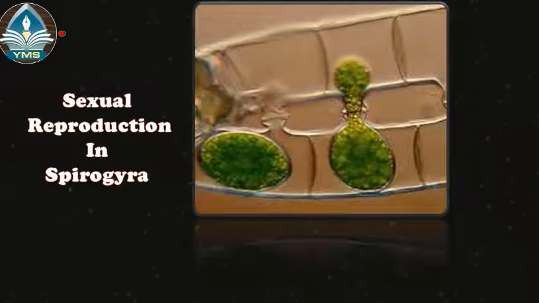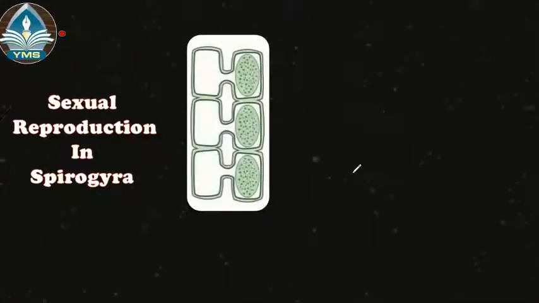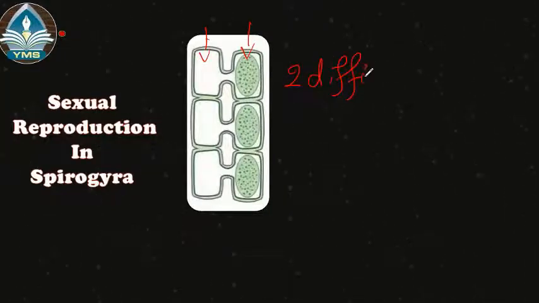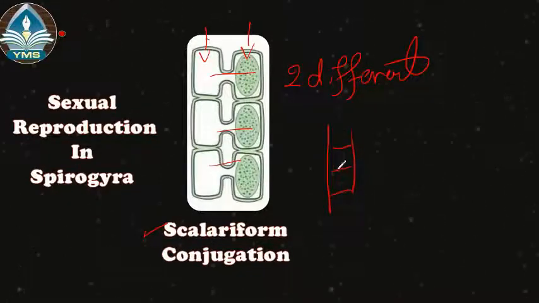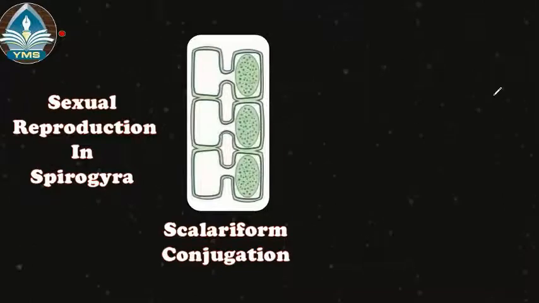Now here we have types of conjugation. Here we have this one. If you have 2 strands, and this strand comes next to this strand, 2 different strands, then this type of conjugation is called scalariform. Why scalariform? Because it looks like scales, like a ladder, so you can walk on it to climb upstairs. We call it scalariform conjugation when we have 2 different strands.